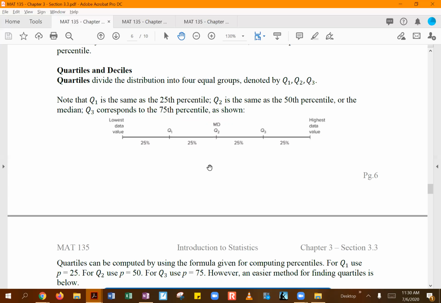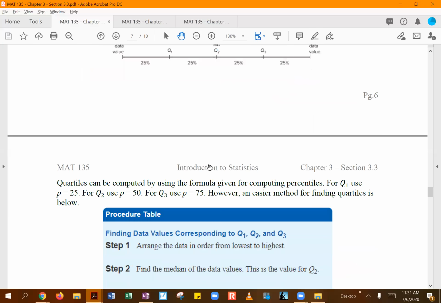You can see on this number line over here how we're breaking up our data set. Quartile 1 would of course be right at 25% of the data values falling beneath it, and 75% would be above. At quartile 2, we would have 50% of the data values below it and 50% above. And at quartile 3, we would have 75% of the data values below it and only 25% above it. So that gives you a nice visual over here.